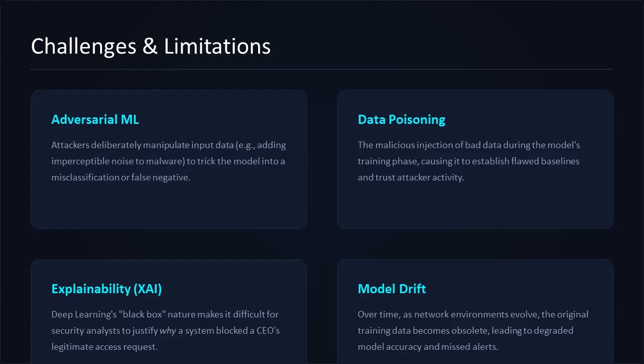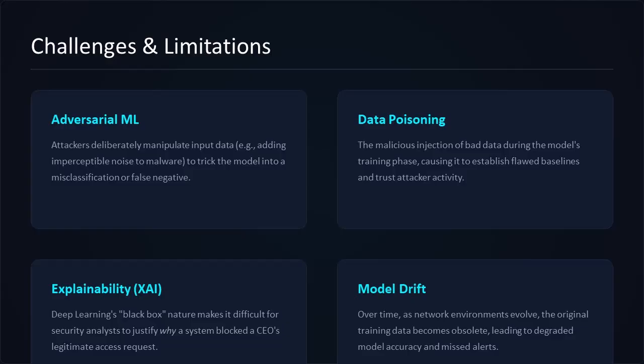Deep learning's black box nature makes it difficult for security analysts to justify why a system blocked a CEO's legitimate access request. Model drift. Over time, as network environments evolve, the original training data becomes obsolete, leading to degraded model accuracy and missed alerts. Challenges and limitations.